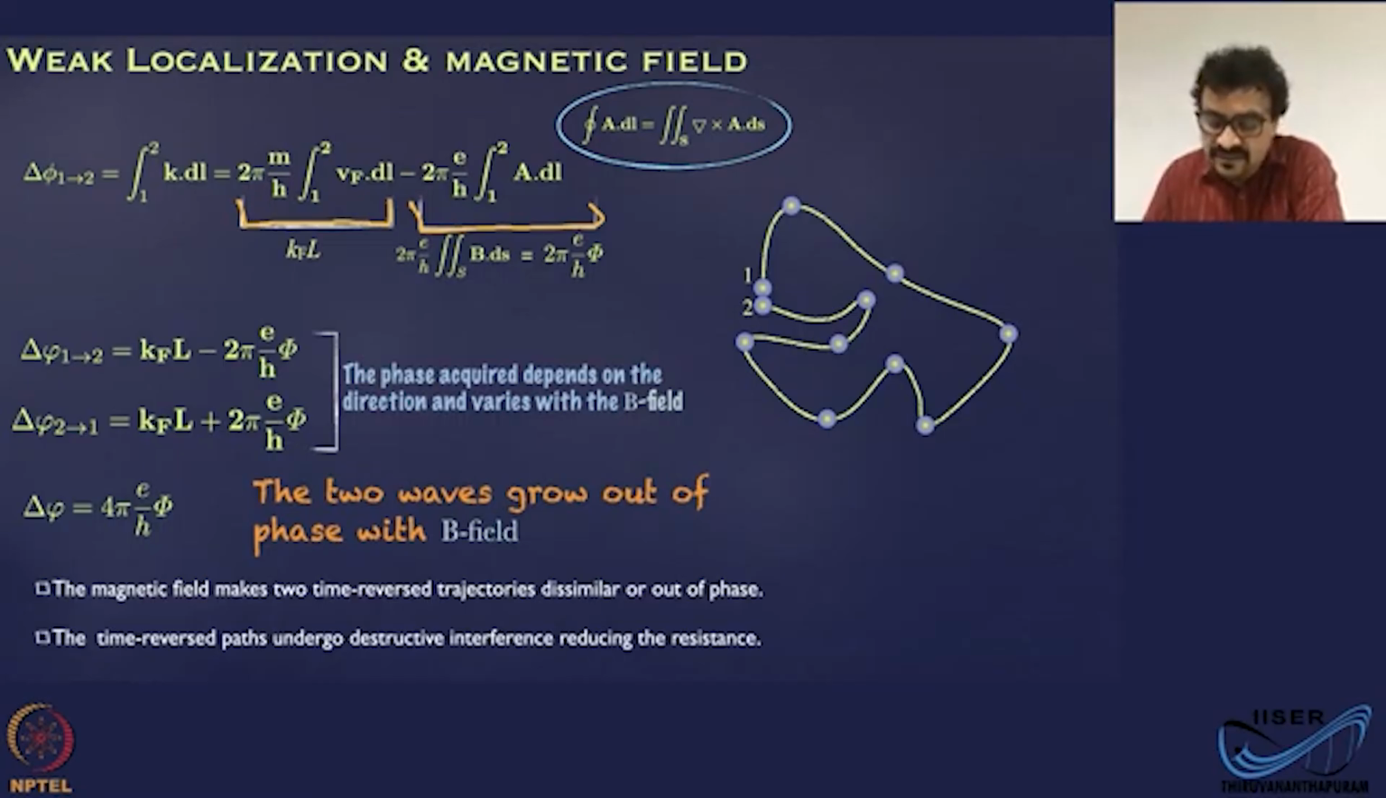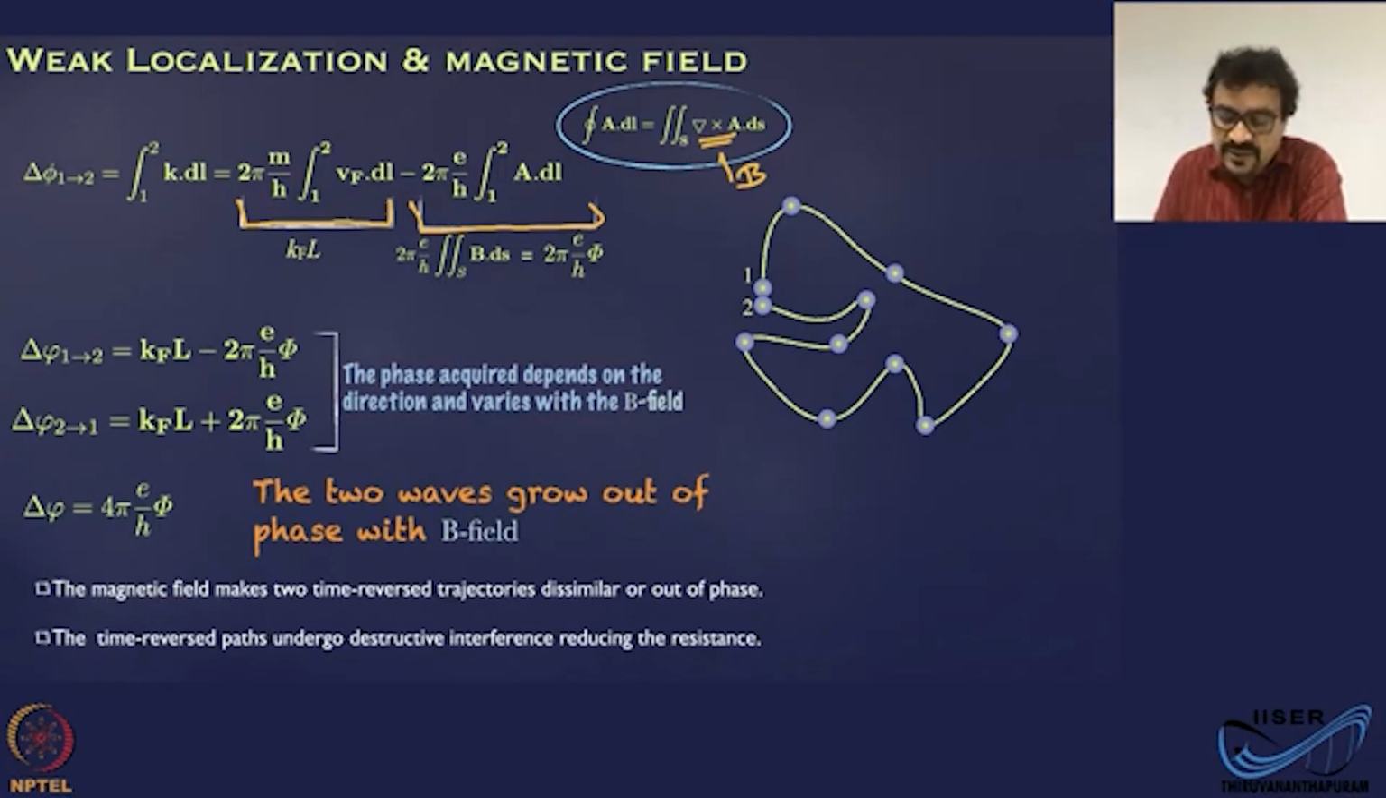And what you get is 2 pi e by h times the integral of B dot ds. A dot dl becomes del cross A dot ds, but del cross A is the magnetic field B, that becomes B dot ds. And you are going to get 2 pi e by h times the flux phi eventually. Now that is for 1 to 2.